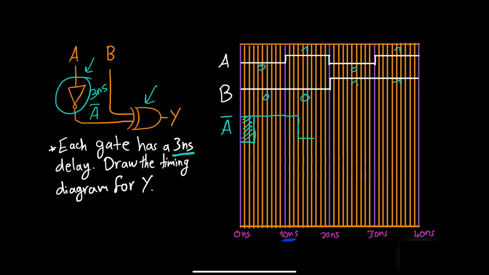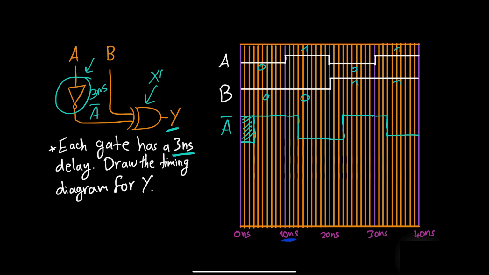And now it continues. And here at the mark of 20 nanoseconds, the same thing happens. It should become a 1. However, because of the 3 nanoseconds delay, 1, 2, 3, it will become a 1 after this much time. Here the same thing happens again, so we need to count 1, 2, 3, and after that it will become a 0. Now we have A NOT and B being XORed.